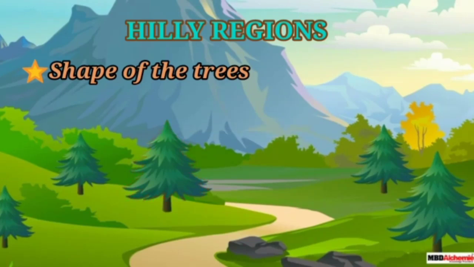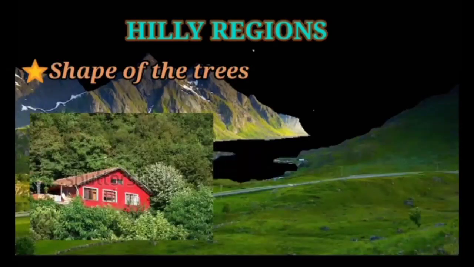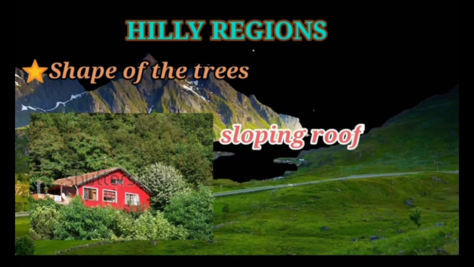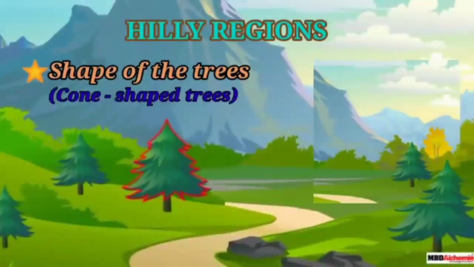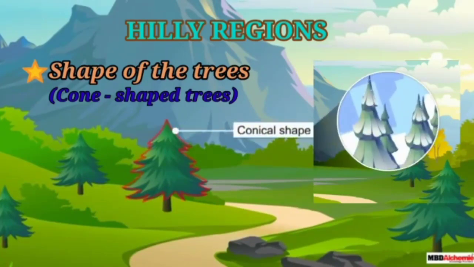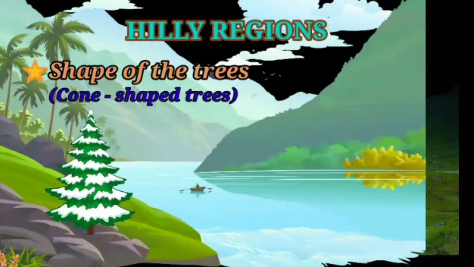Children, have you noticed the houses in the hills have sloping roofs? Do you know why it is so? Yes, it is because the hilly regions receive heavy rainfall, and in order to prevent the standing of water on the roofs, the houses in the hills have sloping roofs. Thus, the conical shape of trees helps the snow to slip off easily from the branches of the trees.